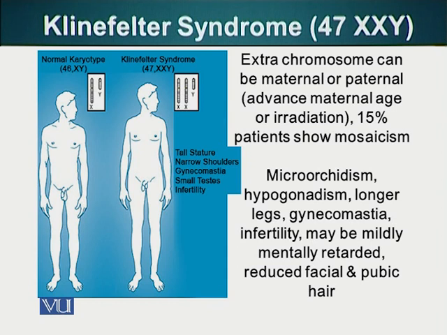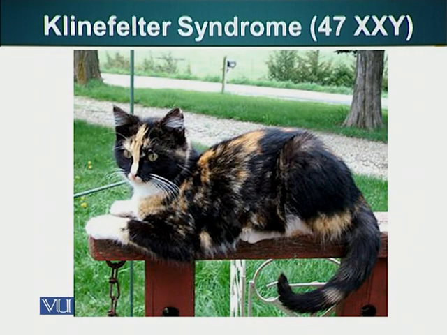Other features: microorchidism and hypogonadism, meaning the gonads are smaller and non-functional. Longer legs, gynecomastia, meaning female-like breasts, although they are males. They are infertile. That means they cannot reproduce; if the gonads are not functional, they will not be able to make sperm. Maybe mildly retarded. These people also have reduced facial and pubic hair. So these are some of the features of male people who have an extra X chromosome.